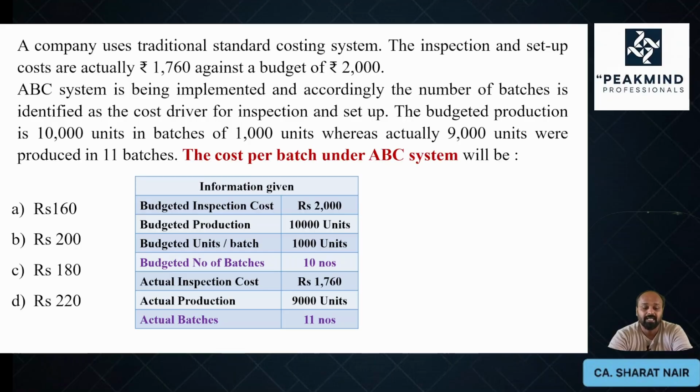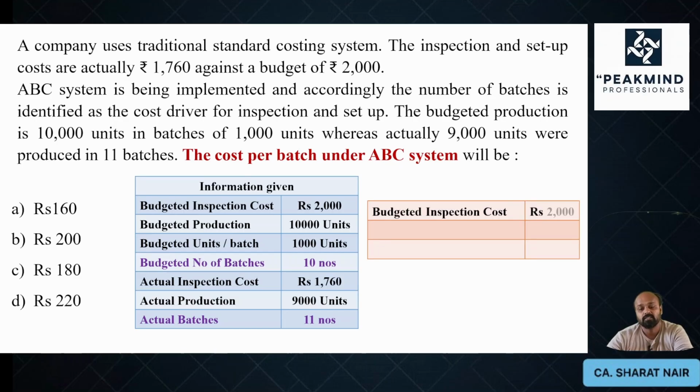They have also given actual inspection cost, which comes to rupees 1760, and actual production happened is 9000 units. So with this information, I can also find out actual batches taken for production, which is 11 batches. Now, what is asked in the question? They are asking us to find out cost per batch under ABC costing system.